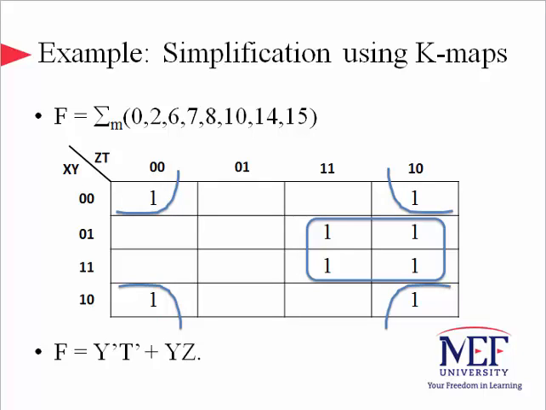If you remember the previous K-map illustration, you should be able to realize that the corner cells simplify to y' t', or y naught t naught, because it is the intersection of sets y' and t'. Using the same reasoning, it is easy to see that the rest of the cells with a logical one value simplify to yz.